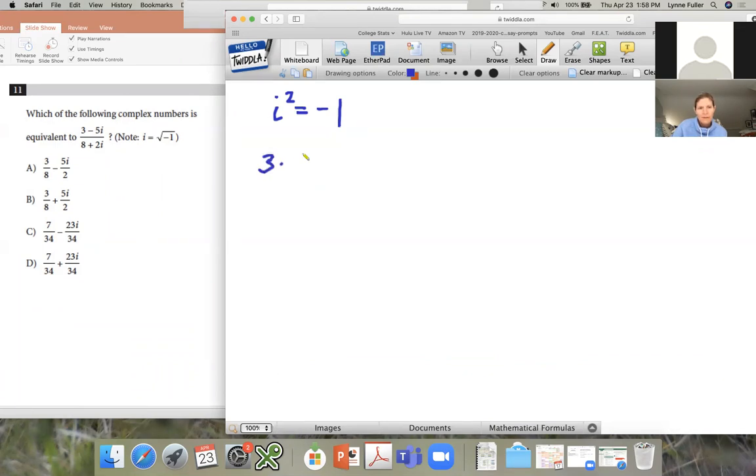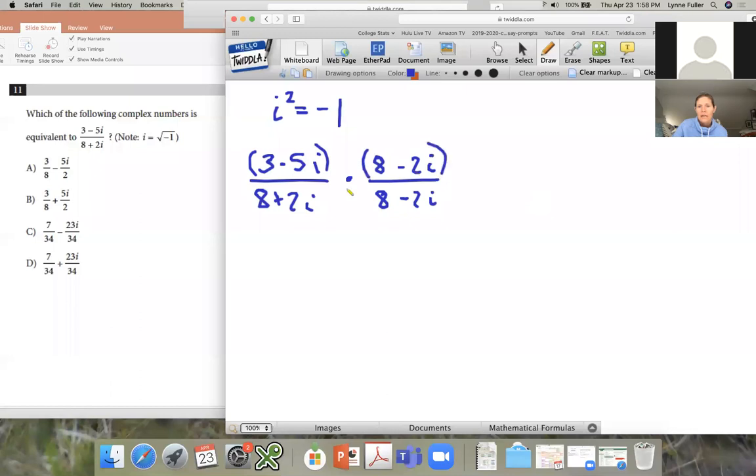Okay, so 3 minus 5i all over 8 plus 2i. So to get rid of i in the denominator, you're going to multiply by what we call the conjugate. It's the opposite sign assigned between the first and second terms in both the numerator and the denominator. So we're going to go into our FOIL, and doing so, we're going to treat i just like an x or a y here. We're not going to replace it yet. So let's just treat it as an x.